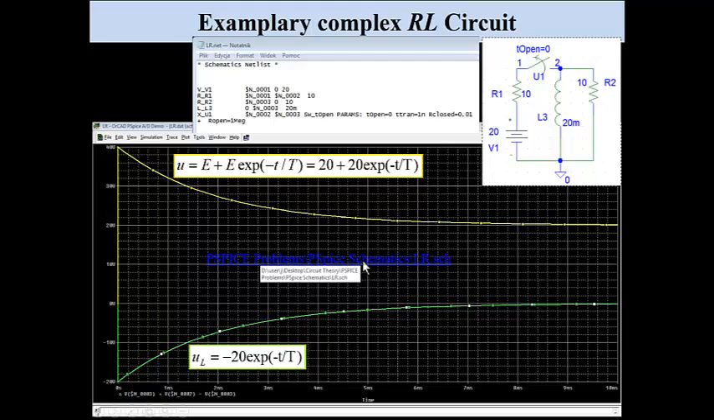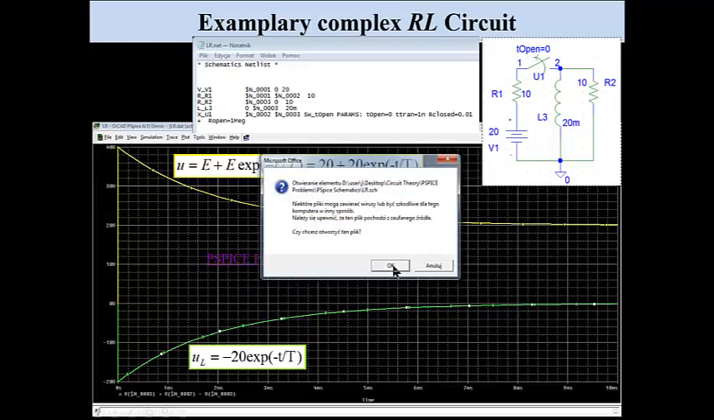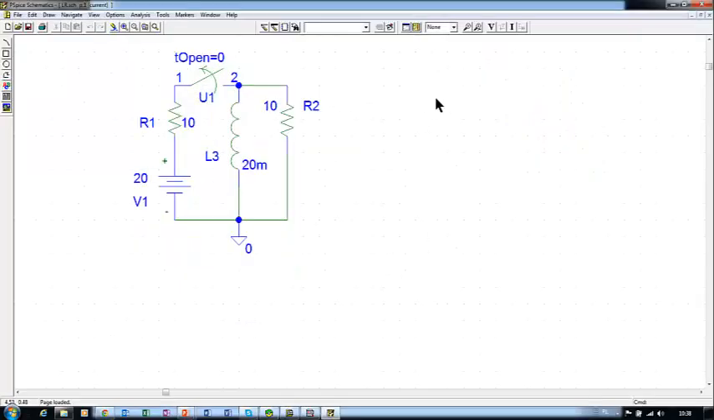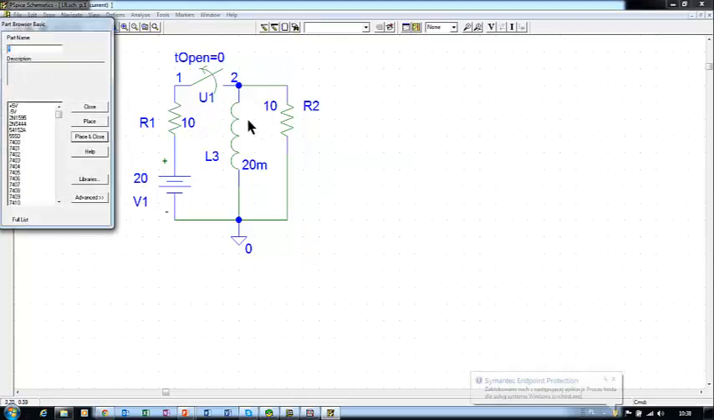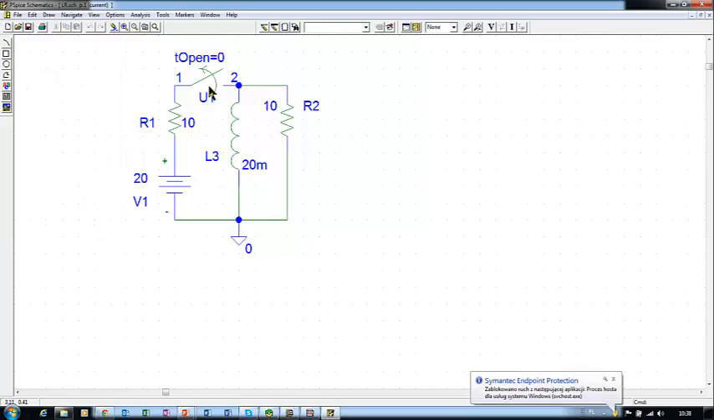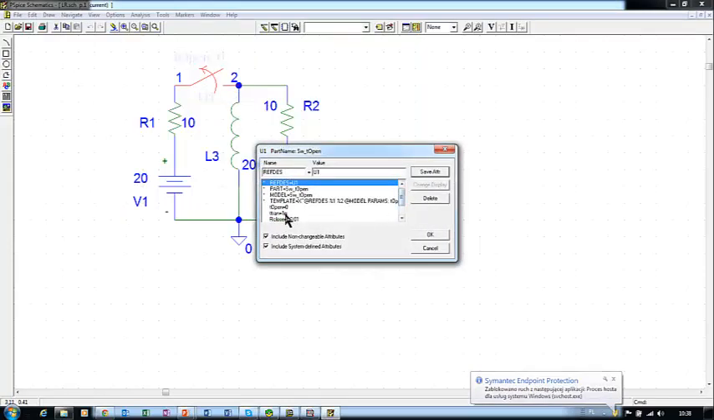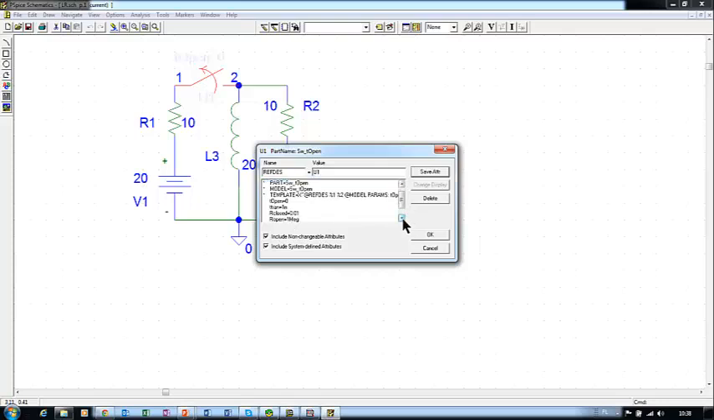So now, very briefly, a live version of this simulation. A circuit diagram already stored in computer memory, so we have a switch which can be found in this browser. Values of the switch: the time when the switch is open is 0, transition time 1 nanosecond, and closed and open resistance. Each time we set a value, we have to save this attribute.